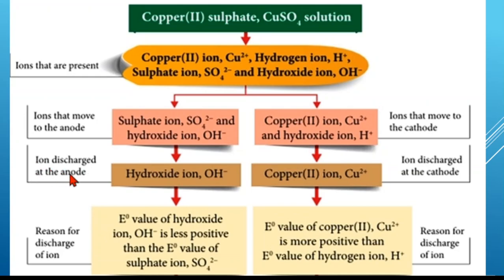Ion that discharge at the anode. Kita sudah pilih tadi kan? Berdasarkan value dia, OH minus kita pilih. Dan di cathode, Cu2 plus yang kita pilih untuk di discharge at the cathode. Reason, because the value of the hydroxide ion is less positive compared to sulfate ion. Yang di sini, reason dia ialah because the value of the copper ion, copper 2 plus ion, is more positive than the value of the hydrogen. Sebab itu Cu2 plus yang kita pilih untuk di-discharge.